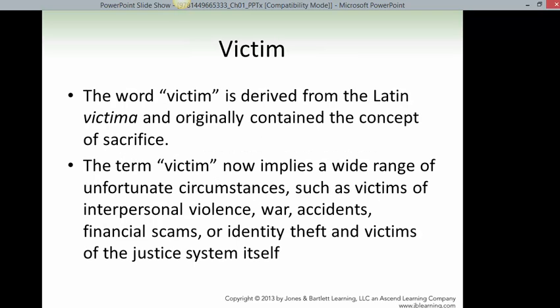Victim. The word victim is derived from the Latin victima and originally contained the concept of sacrifice. The term victim now applies to a wide range of unfortunate circumstances, such as victims of interpersonal violence, war, accidents, financial scams, or identity theft, and victims of the justice system itself.